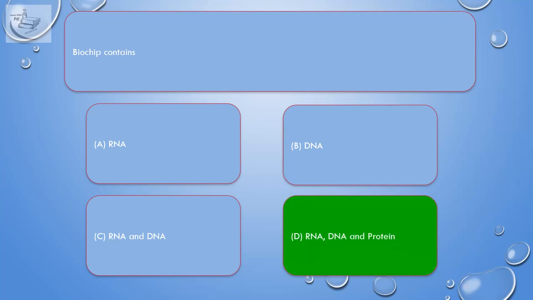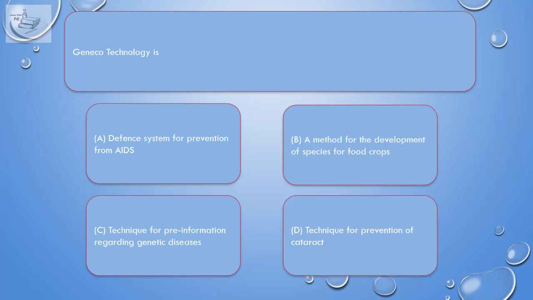Correct answer is D. RNA, DNA and protein. Question: Gyneco technology is A. defense system for prevention from AIDS, B. a method for the development of species for food crops, C. technique for pre-information regarding genetic diseases, D. technique for prevention of cataract.